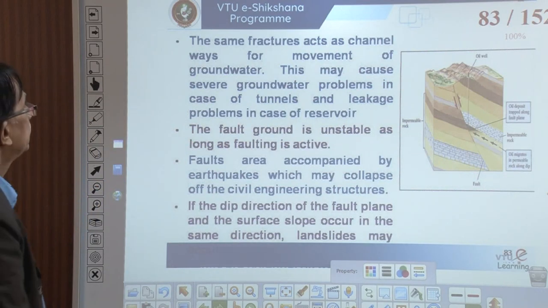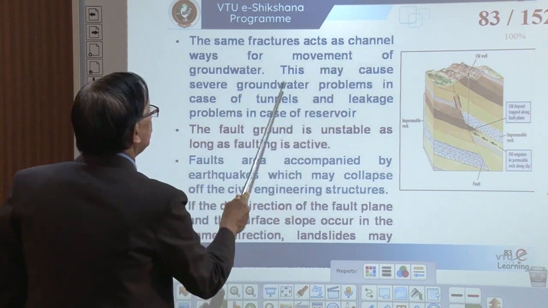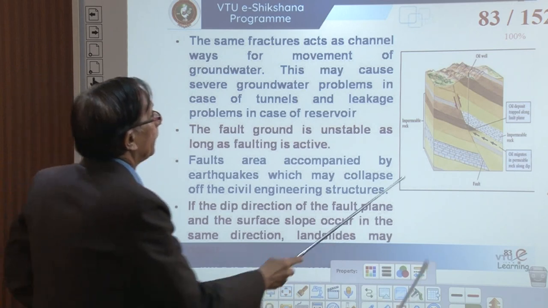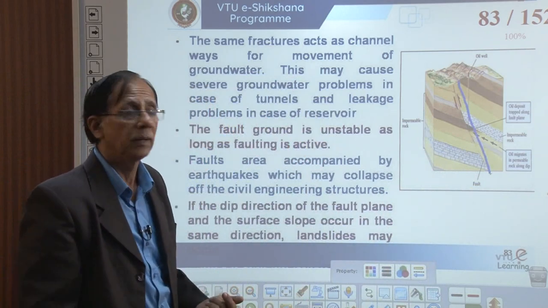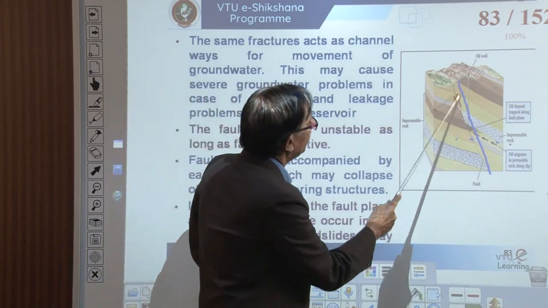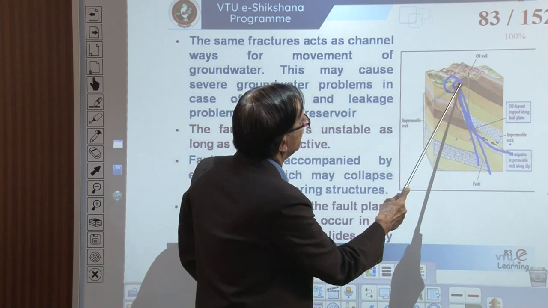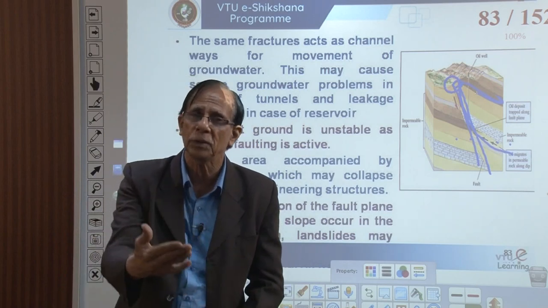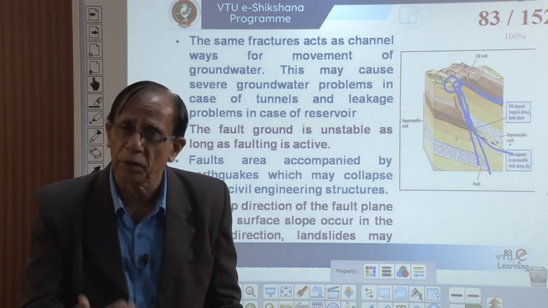Yes, the fracture can act as a channel way for movement of groundwater. So far, what I have said is the negative effect. Water can percolate deep and get stored underground, which is good. Along the fracture, groundwater can come to the surface and appear as a spring and supply water to the rivers. Along the Maharashtra coast and the Western Ghats, many rivers originate because of spring formation.